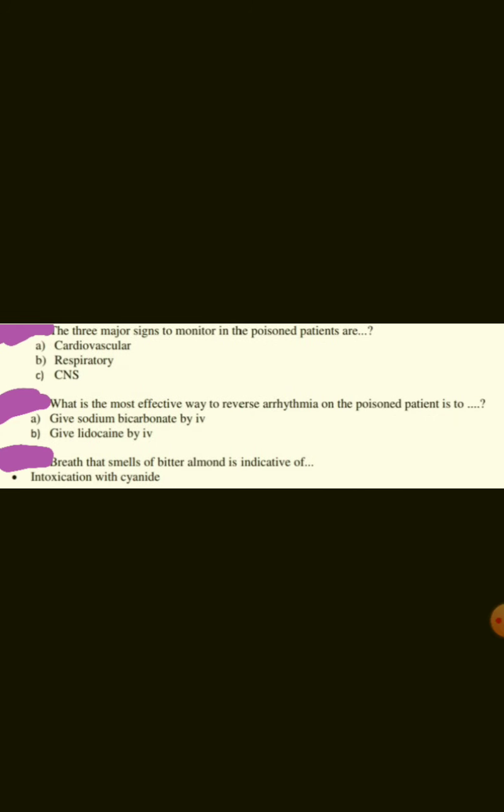Three major signs to monitor in poisoned patients are cardiovascular, respiratory, and central nervous system. The most effective way to reverse arrhythmia in poisoned patients is to give sodium bicarbonate by IV, or give lidocaine by IV. Breath that smells of bitter almond is indicative of intoxication with cyanide.